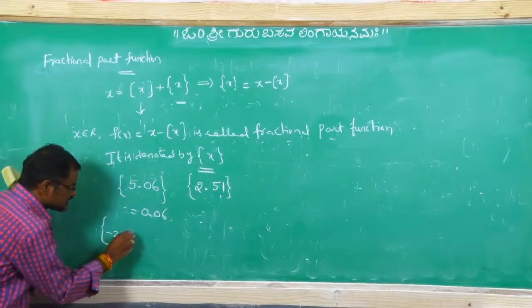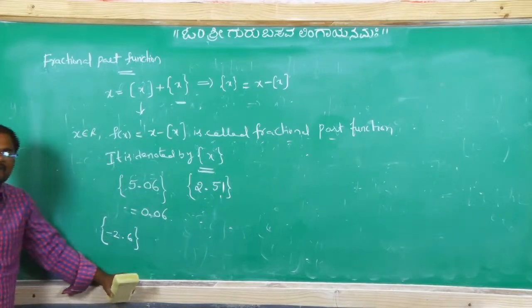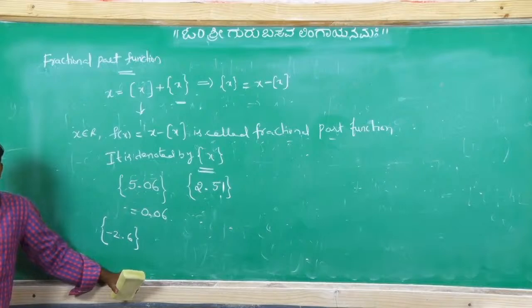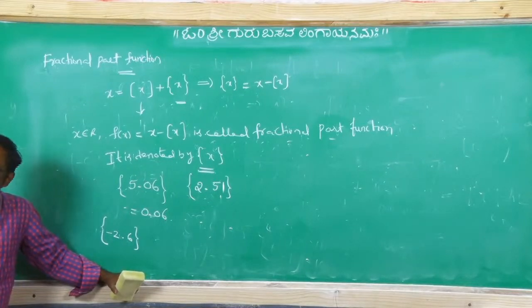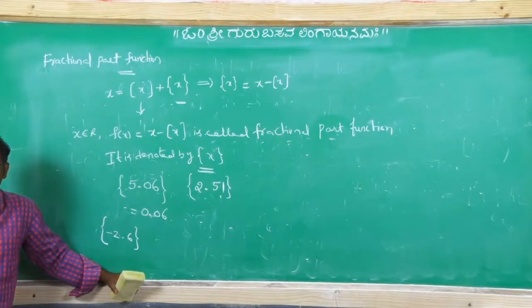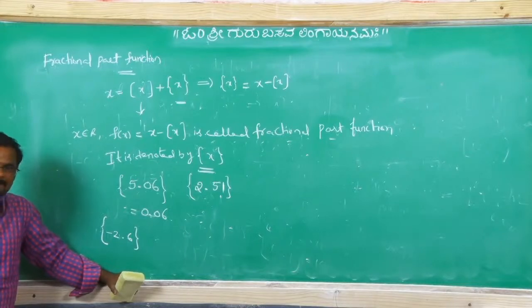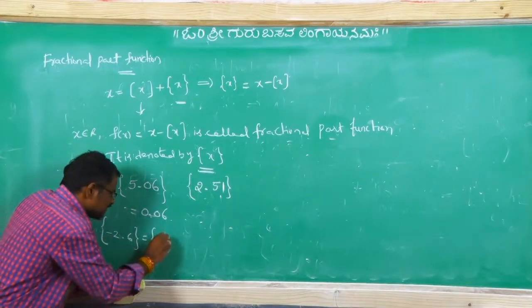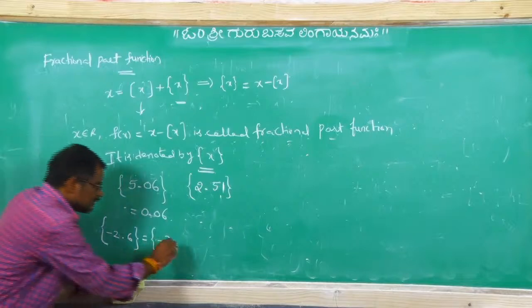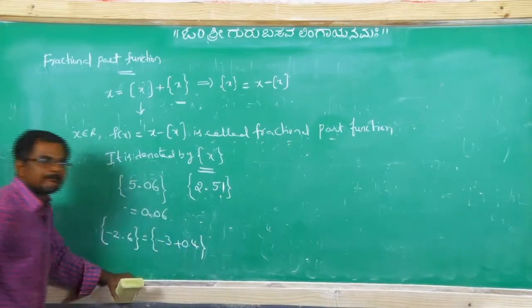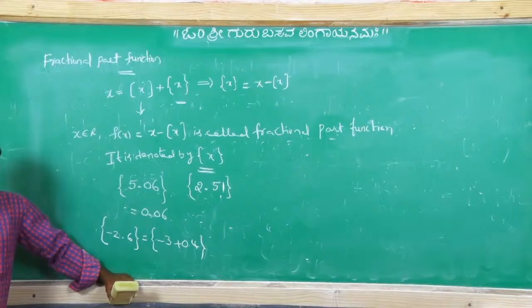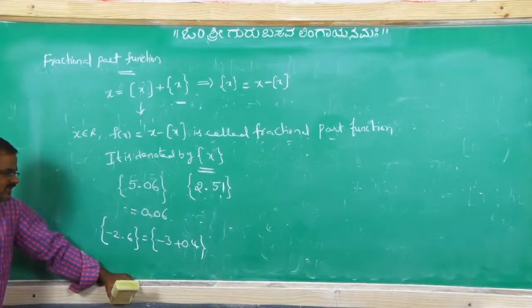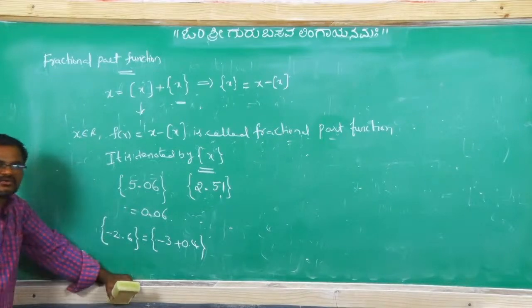Now see, minus 2.6, what is the fractional part? Is there anywhere negative in the fractional part? Negative is not there. Answer, tell me anybody. Can you write this as minus 3 plus 0.4? Minus 3 plus 0.4, how much? Minus 2.6 only, or not?